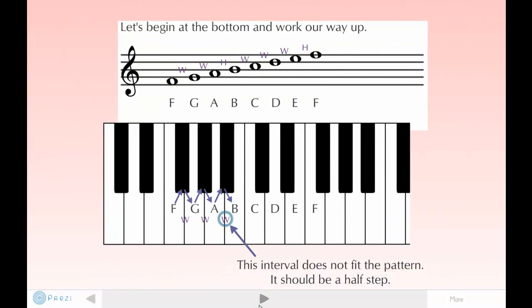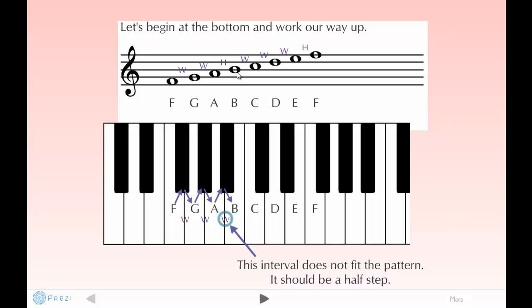So we're going to begin at the bottom. We're going to work our way up. So remember that we're looking in between notes to see whether it's a whole or half step. So F to G is a whole step. We know that because there's a black key in between. And looking back up at our pattern here, that's what we need. We need a whole step. We need another whole step. So let's check out G to A and see if we have a whole step there. And we do, because again, we have a black key in between.